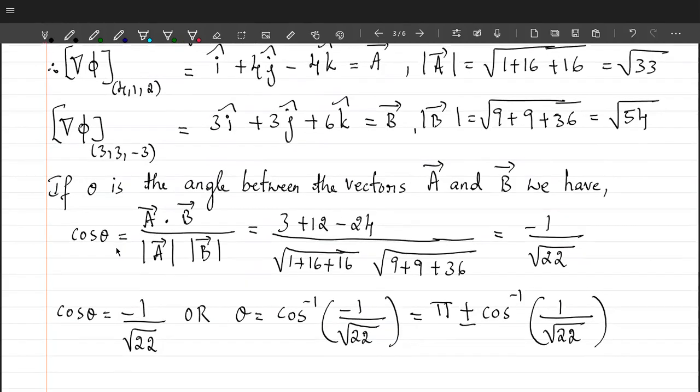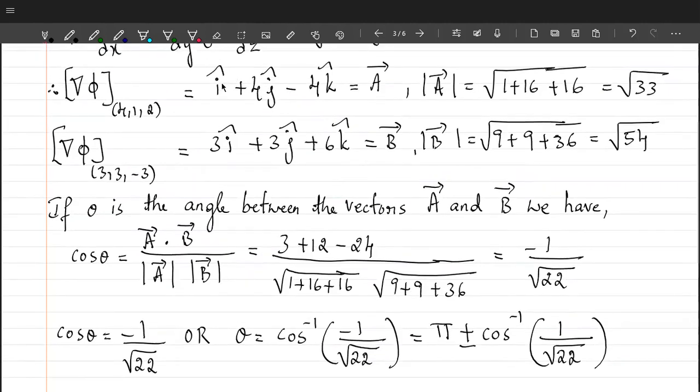So now let's calculate the value of cos theta. Cos theta will be equal to vector A dot product with vector B divided by magnitude of vector A with magnitude of vector B. First let's find the dot product between these two vectors. 1 into 3 is 3, 4 into 3 is 12, minus 4 into 6 is minus 24. That's your numerator, divided by magnitude of vector A, root 33, and the magnitude of vector B, already calculated, root 54. So simplify it. When you simplify, the answer for cos theta will be equal to minus 1 by root of 22.